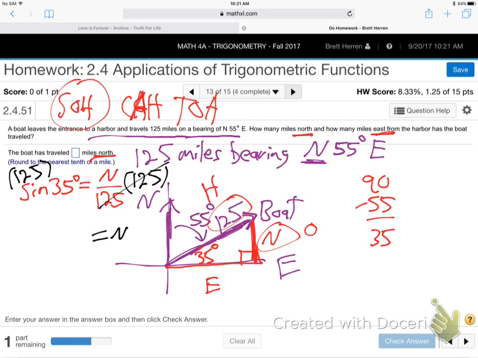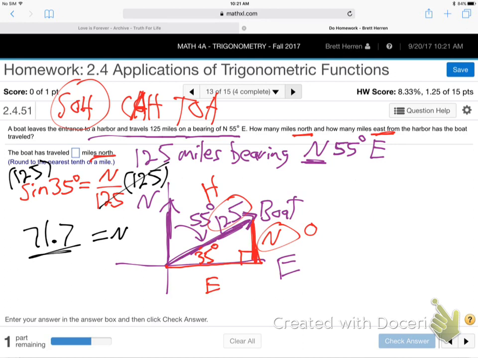I'm getting 71 point, how far do they want it? Nearest tenth. So I'll say 71.7. 71.7 miles north. And now let's find the eastern component.